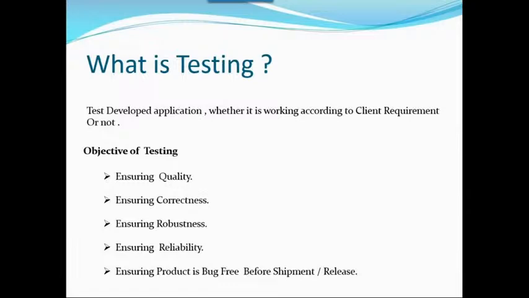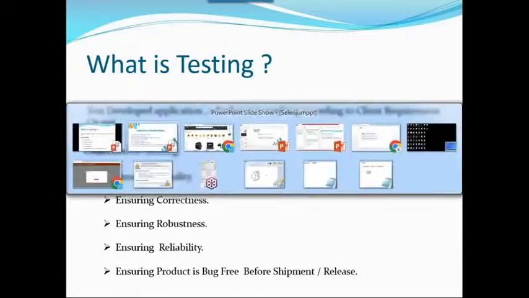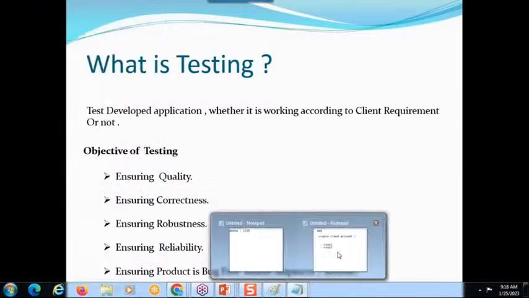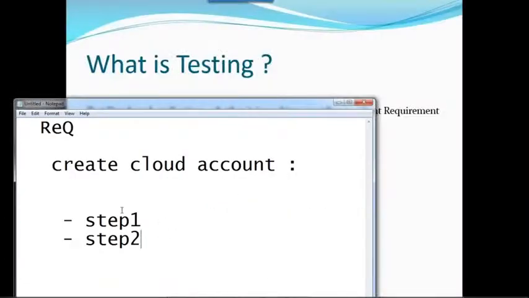How can you say that it is working as expected? Suppose what they have given in the requirements and what you are getting in the output are the same, then you can say that it is working as expected. Actual result is equal to expected result. So you can say that it is working as expected.